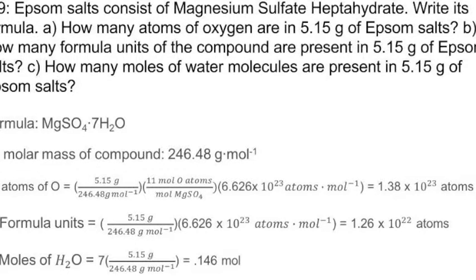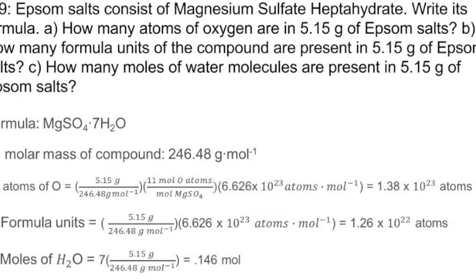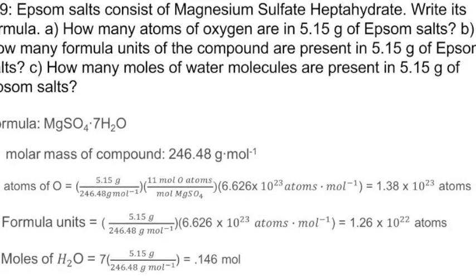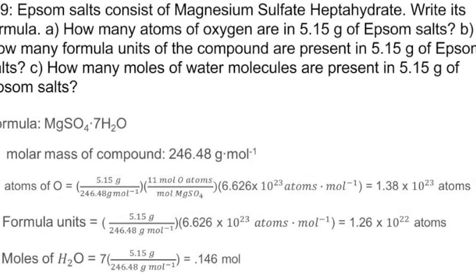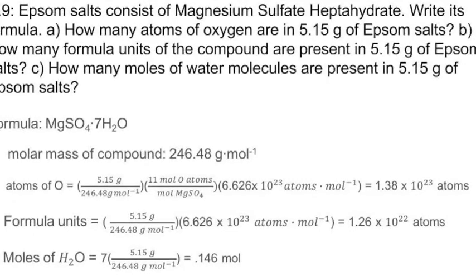Problem E9 of the fundamentals section states, Epsom salts consist of magnesium sulfate heptahydrate. Write its formula. How many atoms of oxygen are in 5.15 grams of Epsom salts? How many formula units of the compound are present in 5.15 grams of Epsom salts? And how many moles of water molecules are present in 5.15 grams of Epsom salts?